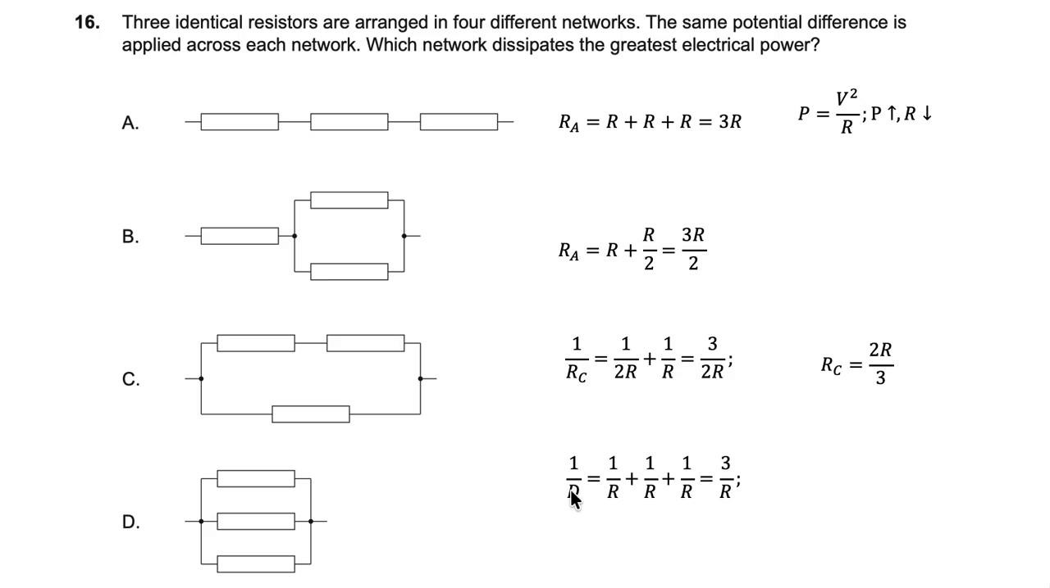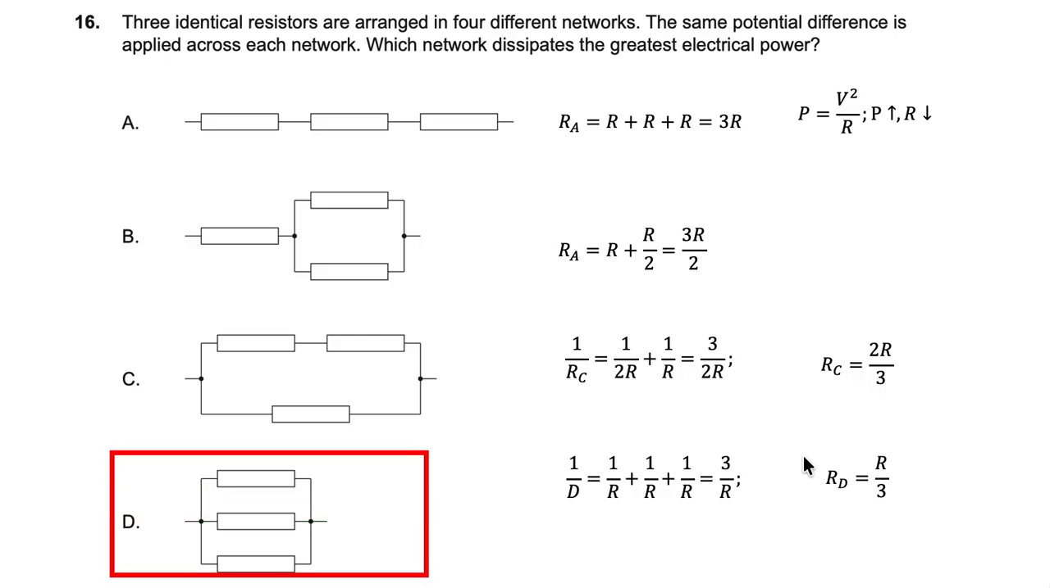Okay, last one, we've got 1 over RD. I've had a nightmare here with my nomenclature, but never mind. 1 over R plus 1 over R plus 1 over R, 3 over R, and therefore RD is R over 3. So again, we want highest power, lowest resistance. That means D is going to give us our highest power because of that low resistance.